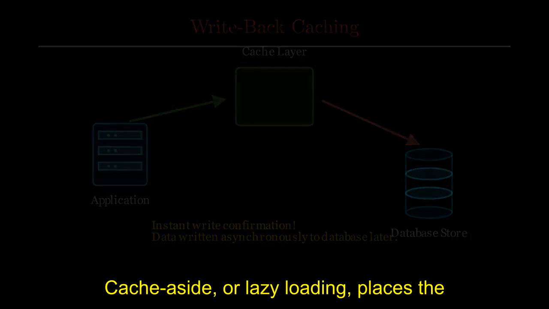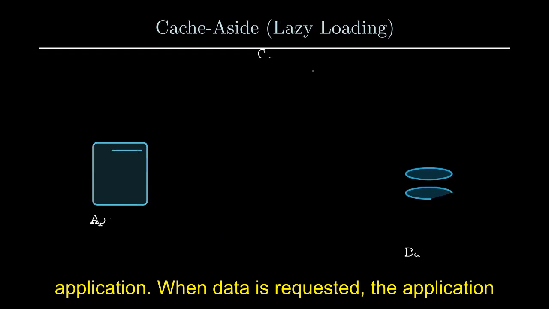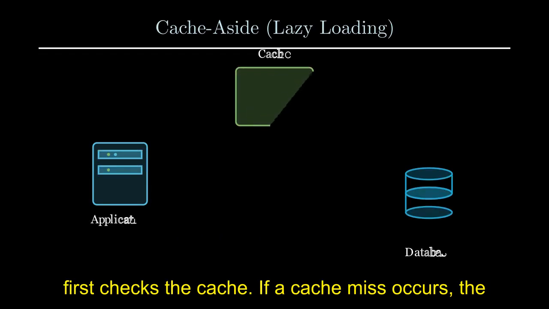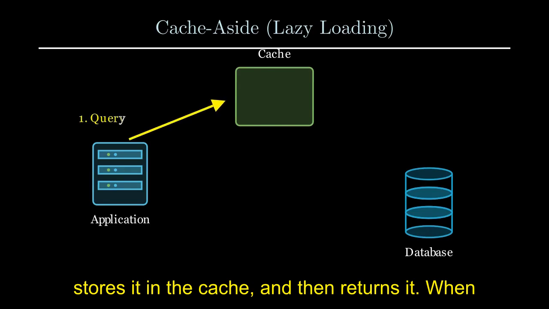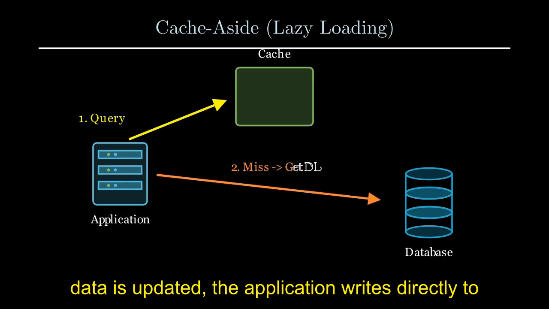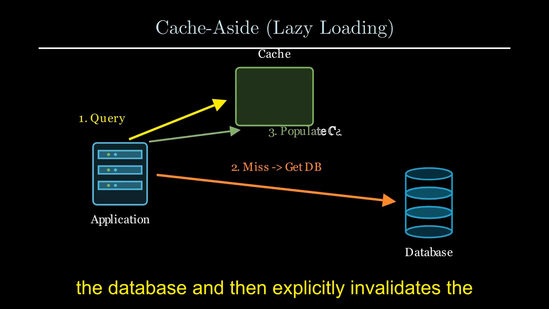Cache-aside, or lazy loading, places the responsibility of cache management on the application. When data is requested, the application first checks the cache. If a cache miss occurs, the application fetches the data from the database, stores it in the cache, and then returns it. When data is updated, the application writes directly to the database, and then explicitly invalidates the corresponding entry in the cache.